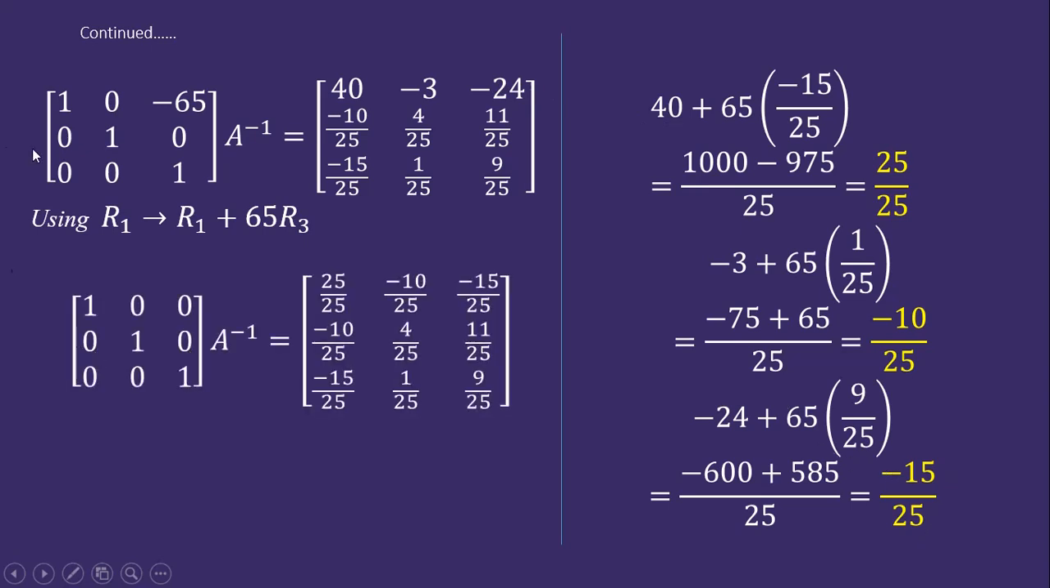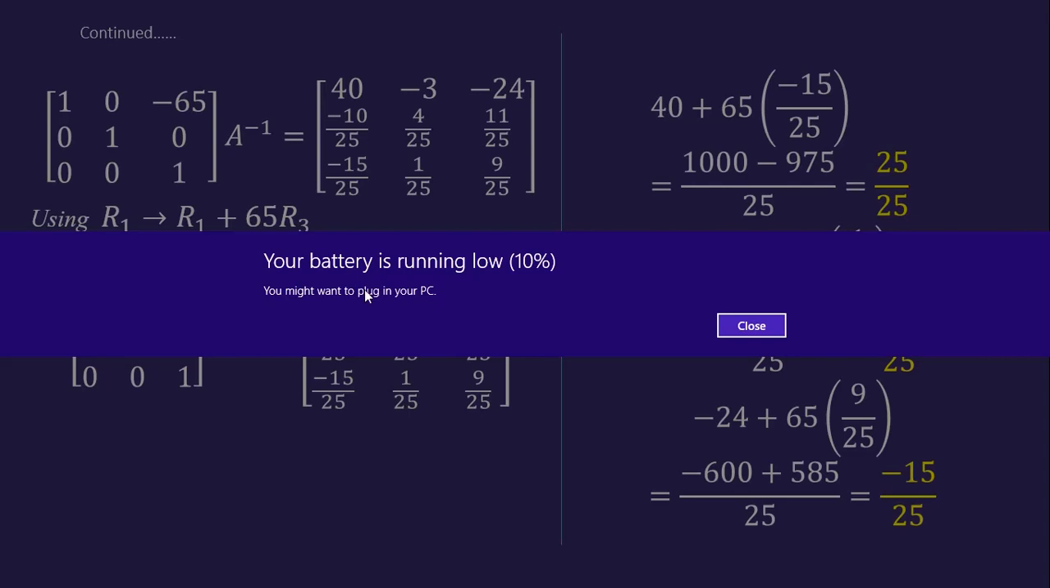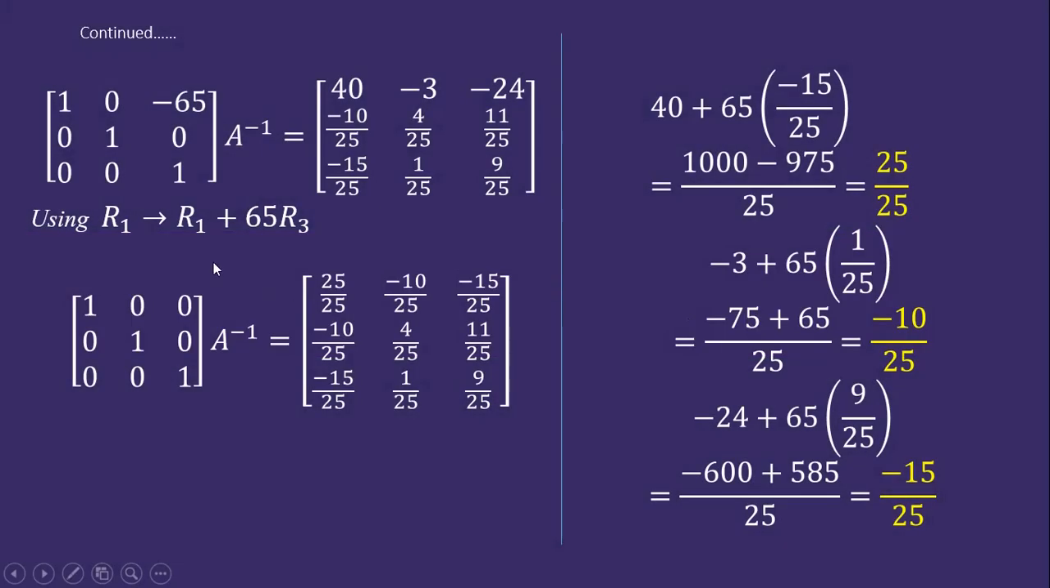So we get R1 plus 65 R2, 1 plus 0, 1, 0 plus 0, 0, minus 65 plus 1 into 65, minus 65 plus 65, we get here 0. And writing these elements in the first row, we get this matrix. Now using a series of row transformations, we convert matrix A to an identity matrix.